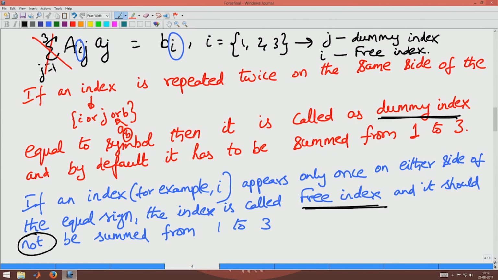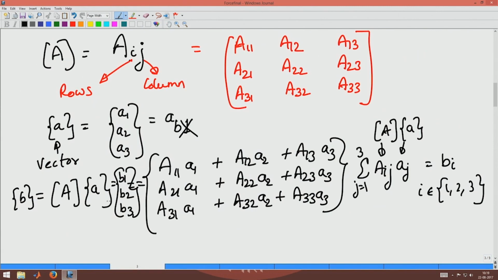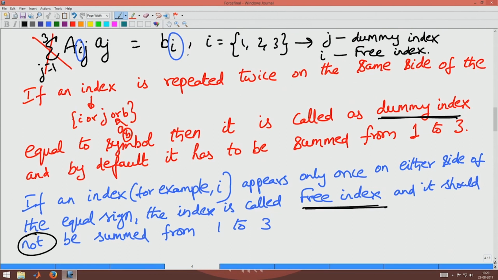So, what that means is an index should not appear more than twice on one side of the equal to sign. If the index appears more than twice on one side of the equal to sign, there is something wrong with your initial notation. This is called the initial notation of the matrix equation. Matrix multiplication is initially denoted in this particular form here.